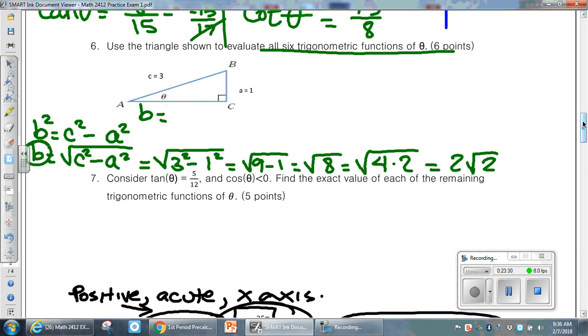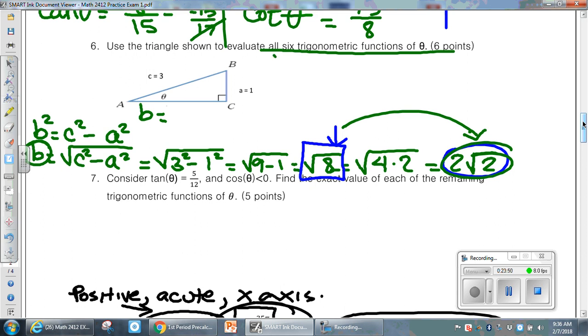Now, if you don't feel comfortable getting to this, just leave it here. It's fine with me. I will grade it. If you get a weird number and you're not sure, I would rather you leave it there rather than get something wrong over here, because then all of your answers will be wrong.